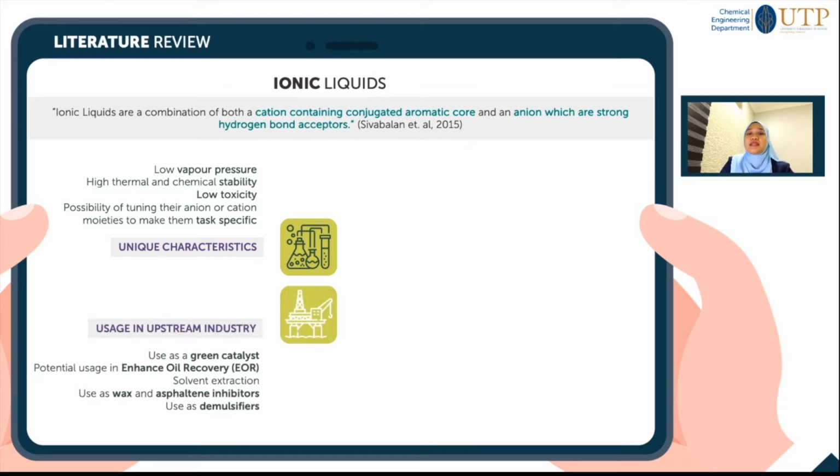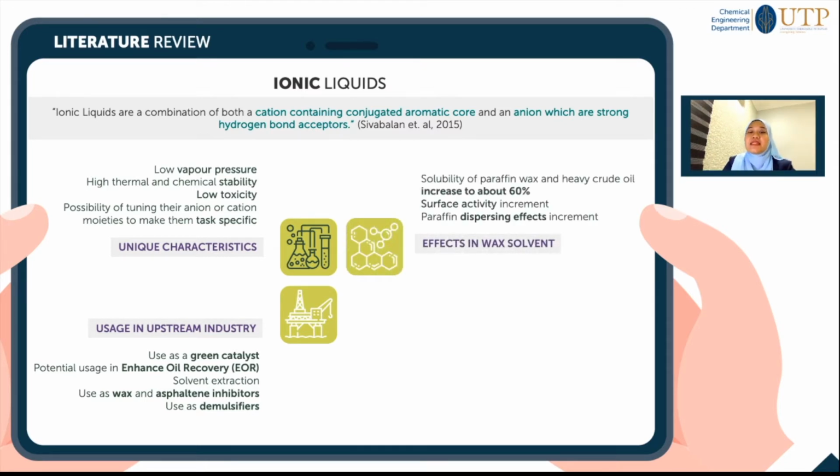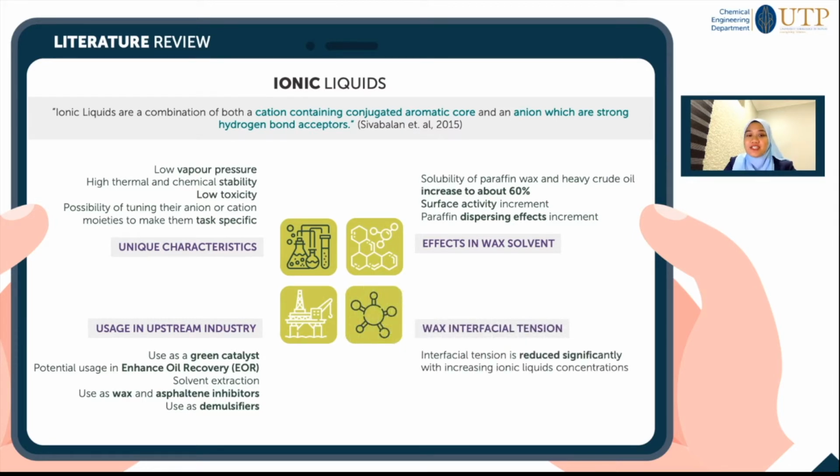In the upstream industry, ionic liquid has potential usage in enhanced oil recovery and can be used as wax and asphaltene inhibitors. To support this, the solubility of paraffin wax and heavy crude oil increased by about 60% with ionic liquids, and interfacial tension is reduced significantly with increasing ionic liquid concentrations.